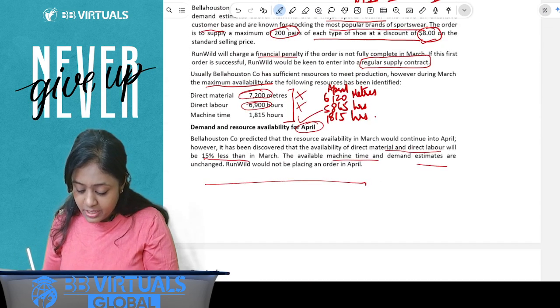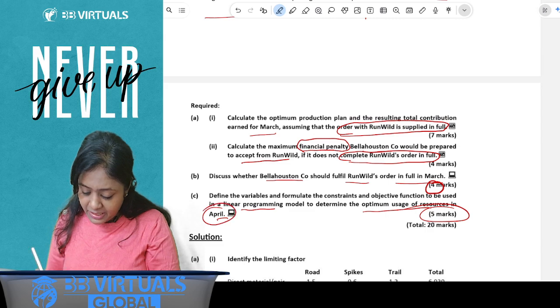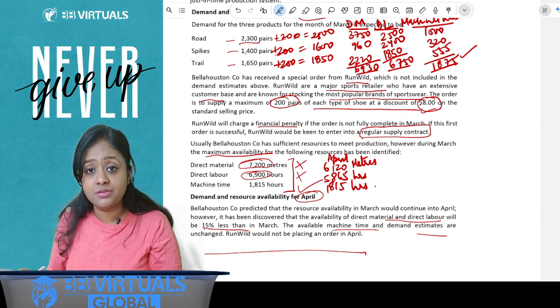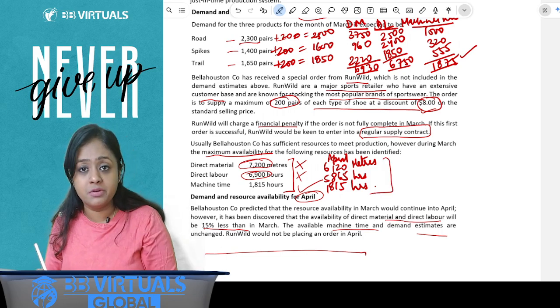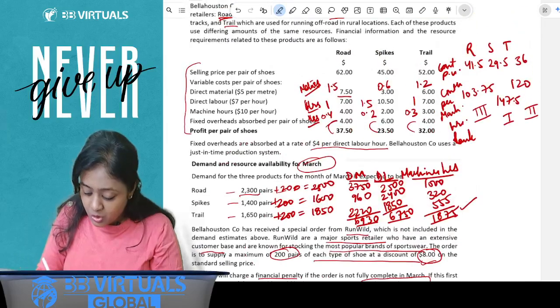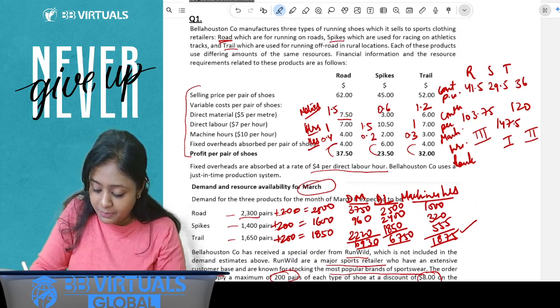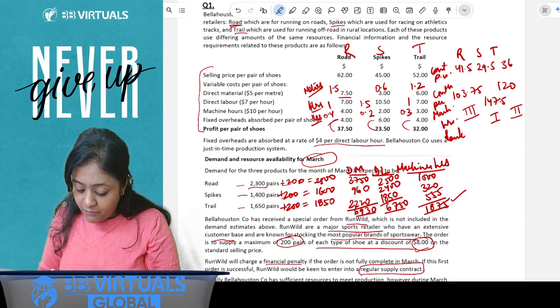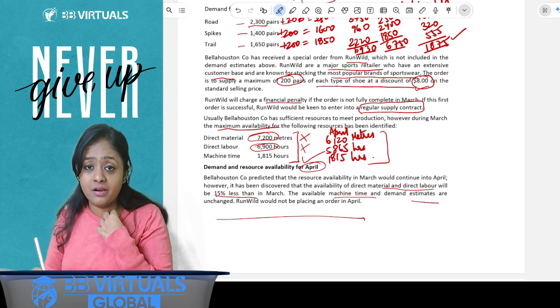Okay, let's look here. When you see the month of April, in the month of April the material available is only 6120, but the requirement is 6930. Labor is also less, machinery is also less. That means all these three are going to be constraint statements. So how are we going to create the statements? You know the quantities. So let road be R, spikes be S, and trail be T. With this, if we formulate the equation, my first equation will be 1.5 R plus 0.6 S plus 1.2 T is less than or equal to 6120, right? Because then only we will be able to meet it.